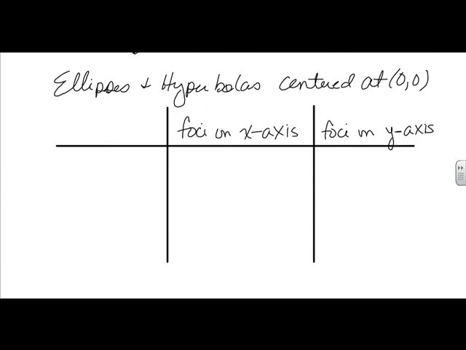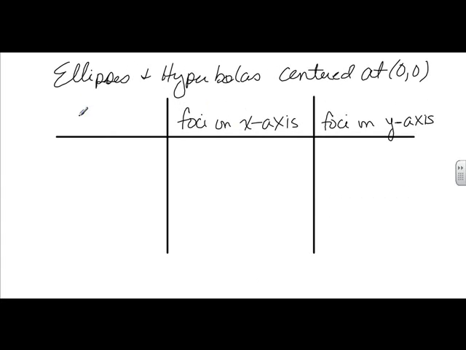The major axis vertices will always have, if the foci are on the x-axis, major axis vertices are always going to be a units away from your center. So if the foci are on the x-axis, then you're going to have plus or minus a, comma 0. Your vertices will be on the x-axis. If your foci are on the y-axis, your vertices will be on the y-axis. So 0, plus or minus a would be the coordinates of those vertices.